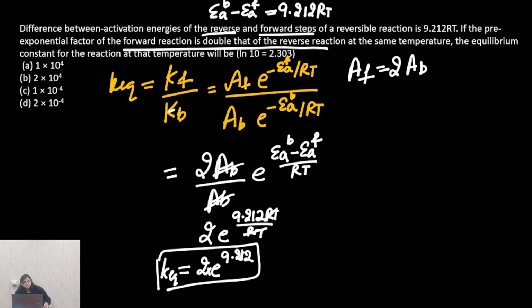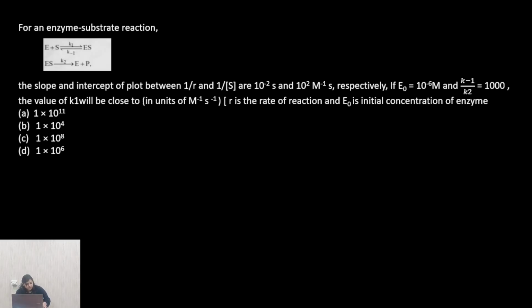Okay. So now the next one we have is this. It says that for an enzyme substrate reaction, the values of the slope and intercept of the plot for 1 by r versus 1 by s, again from the Lineweaver-Burk plot, are given. If E naught value is 10 raised to the power minus 6, and the ratio of K inverse to K2 is given, the value of K1 will be close to what? Okay. So for the enzyme catalyzed reaction, the Lineweaver-Burk plot is 1 by r equal to Km upon R max into 1 by S plus 1 by R max.